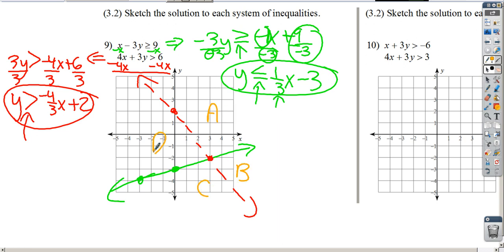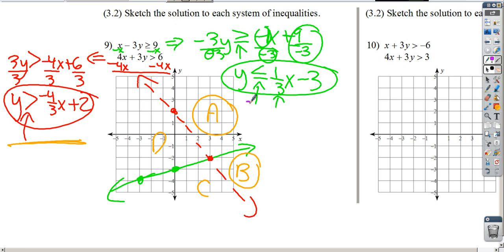So let's figure out where to shade first based on this one. So this says y is greater than the red line. If you look at that red line, A and B are above it. A and B are greater than it. So we're going to be shading somewhere in A and B, although we don't know where yet.